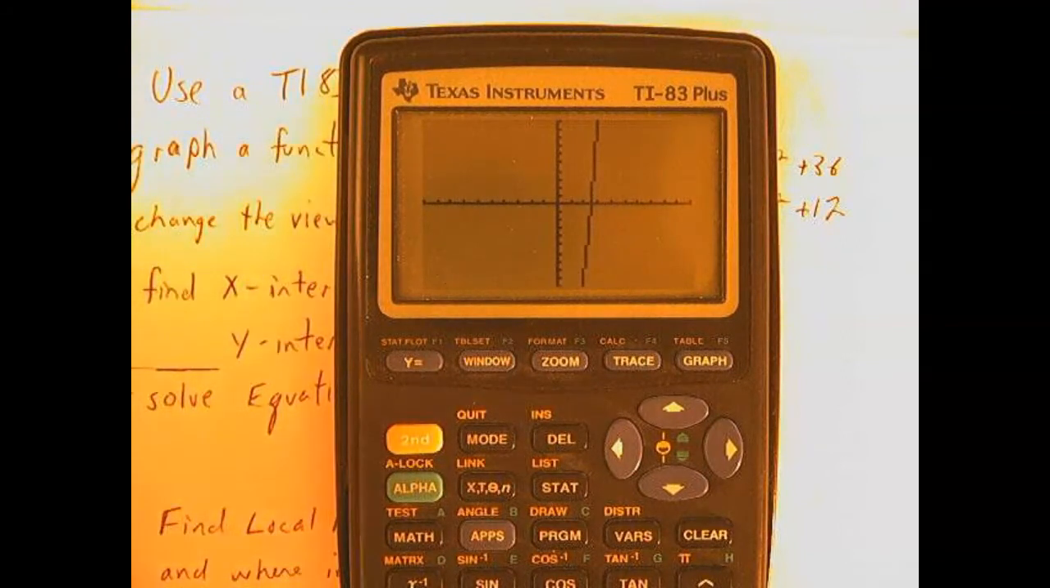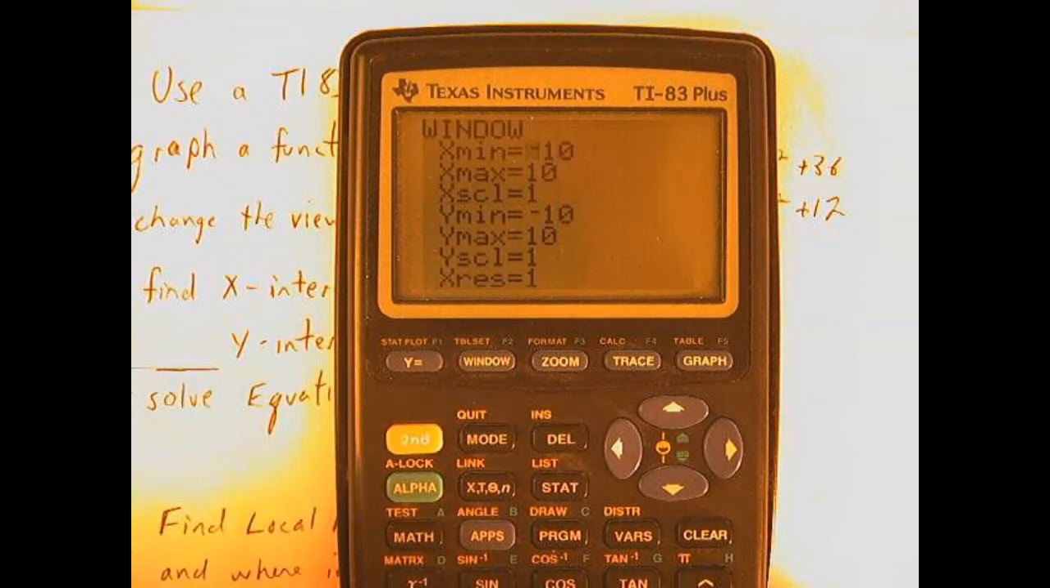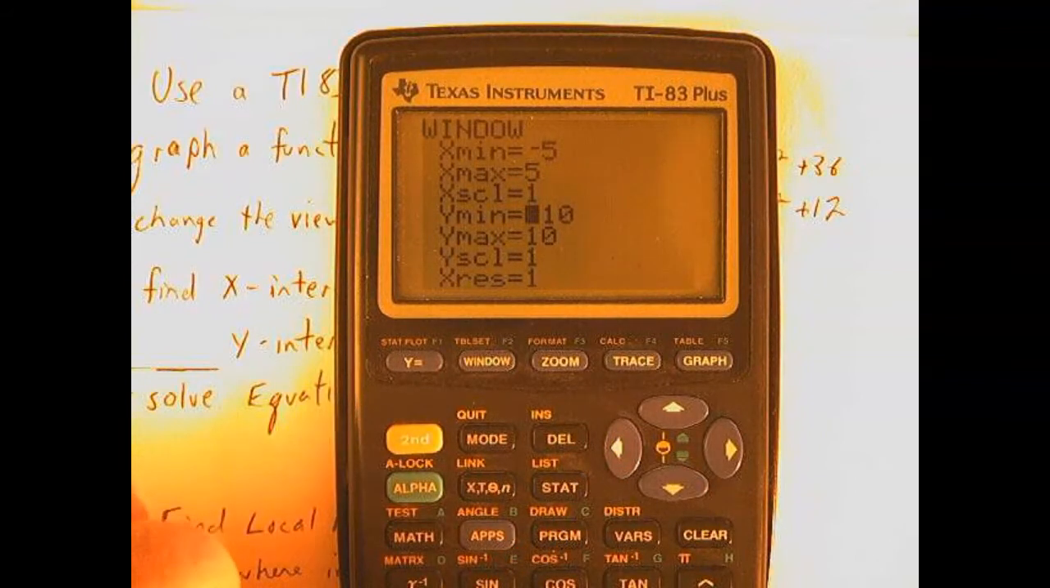It goes from -5 to +5. So let's go to window. We're just going to change it. Okay, from -5 to +5, and then keep the scale at 1. In the y's, we're going to change the y minimum all the way down to -25. Don't forget it's negative, not subtraction. -25. And then all the way up to 5. So not all the way up to 10. We don't need all that. And we're going to change our scale.